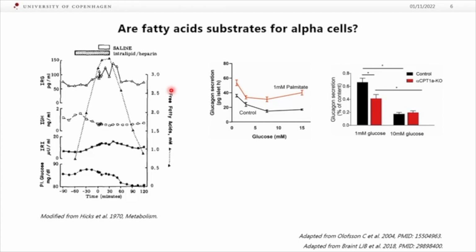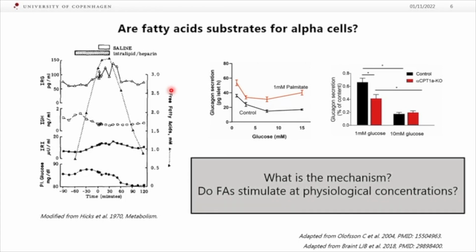So when that enzyme is removed, we have no fatty acid oxidation in the mitochondria, and we see lower glucagon secretion at low glucose. So this could suggest that the alpha cells use fatty acids to drive glucagon secretion, at least at low glucose. But I think there's still lots of open questions. What is the mechanism, and do fatty acids stimulate glucagon secretion at physiological concentrations?